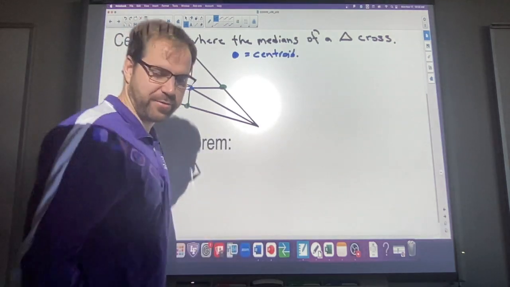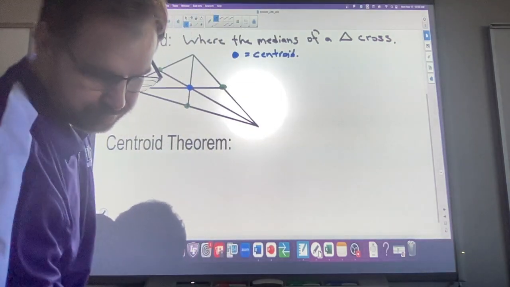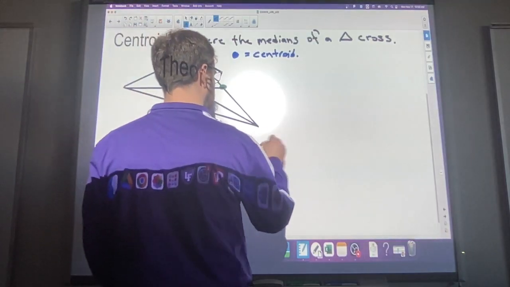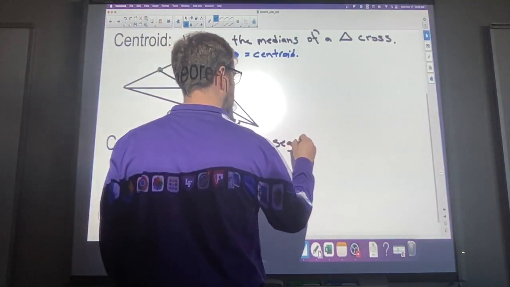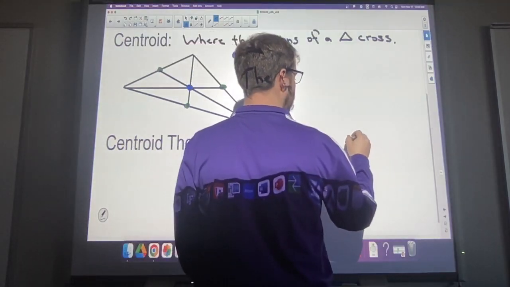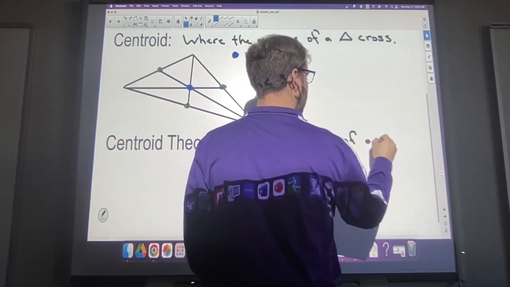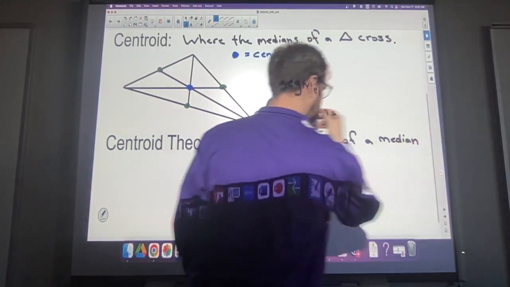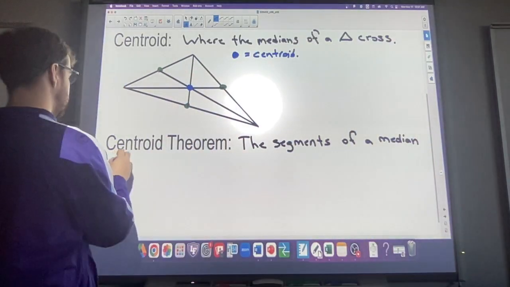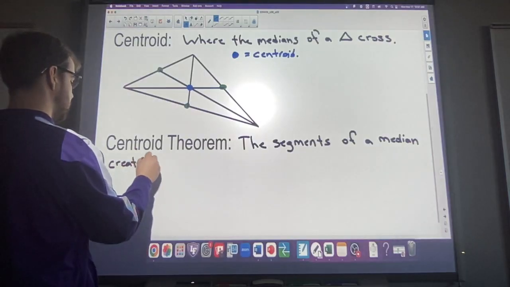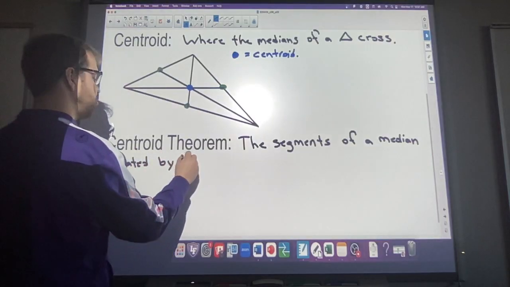All right, so how do I want to phrase this? We'll say this: the two segments of a median created by the centroid.